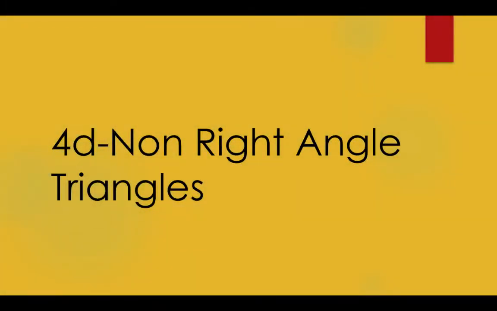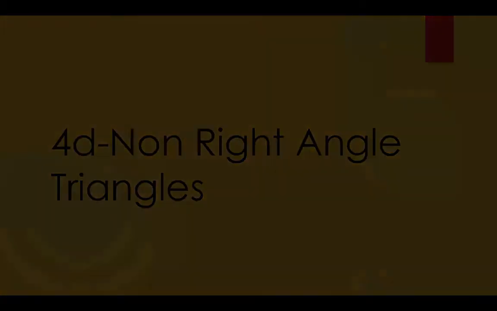Non-right angle triangles. These are triangles that do not have right angles in them. This restricts us from using Pythagorean's theorem and the trig ratios, as they only work if you're trying to solve a right angle triangle. Before we show you the techniques to solve these non-right angle triangles, we're going to show you how to label them.